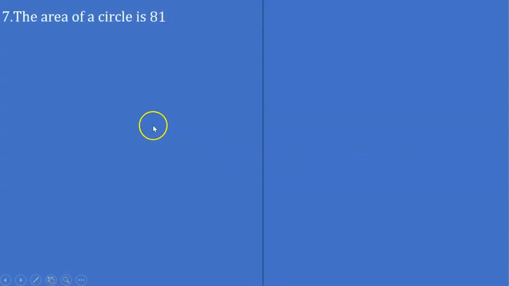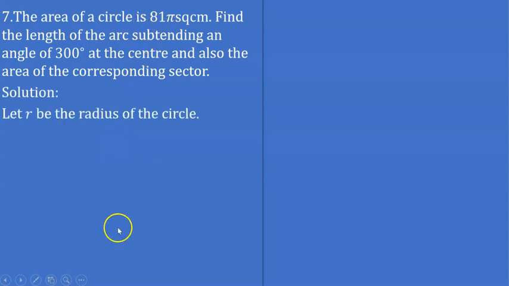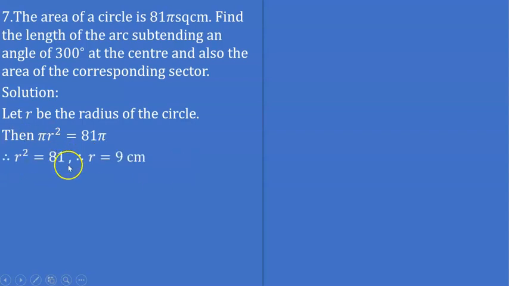Now next, the area of a circle is 81 pi square centimeter. Find the length of the arc subtending at an angle of 300 degree at the center, and also the area of corresponding sector. Okay, now using this area of the circle, we'll find out the radius of the circle. Let r be the radius of the circle. Area of the circle is pi r square is equal to 81 pi. Pi gets cancelled. R square is equal to 81. Therefore, r is equal to 9 centimeter.